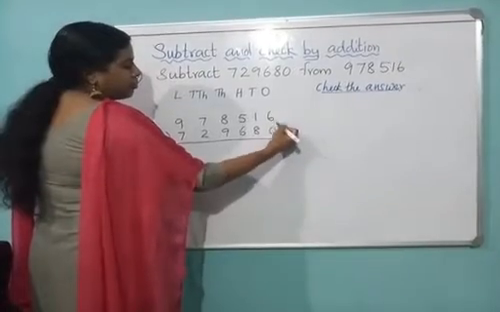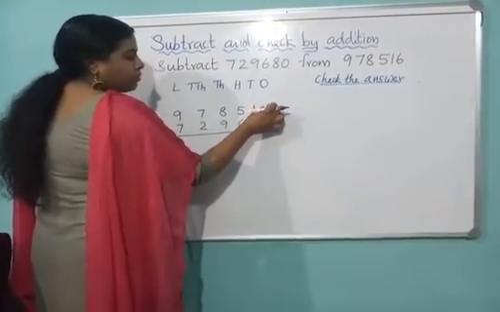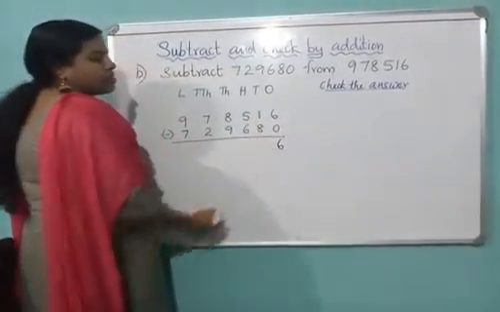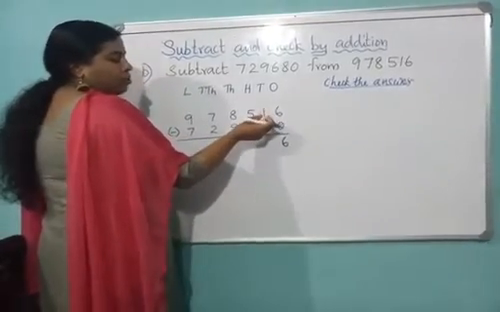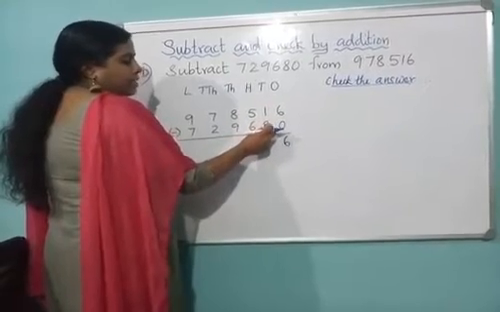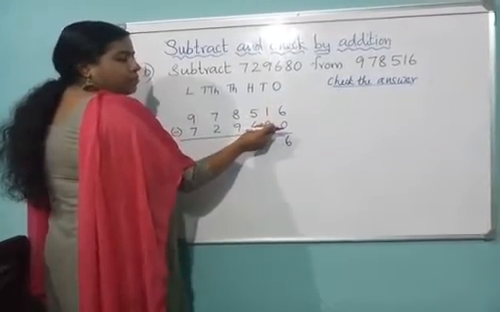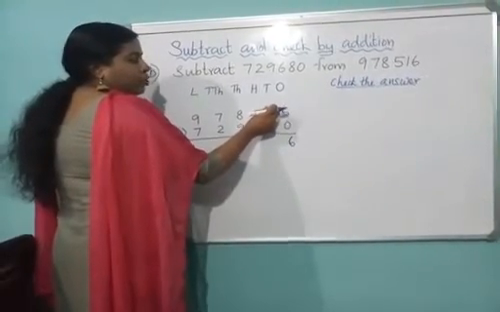6 minus 0. If you remove 0 from the 6, what will be the leftover? You removed nothing, so the leftover will be 6 itself. So 6 minus 0 is 6. Now look at the next digit in the tens place. 1 minus 8. Here in your hand only 1 is there, and you have to remove 8 from that. So here the smaller digit comes on the top.